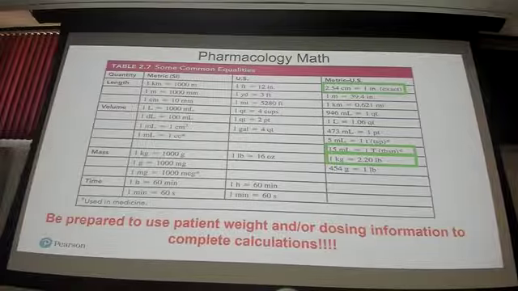All right, so now we're going to move to a couple of calculations. When you take Form 1 and 2, you're probably going to have at least 3 calculations on each exam. So be prepared to take these 3 conversion factors. You may see these on the exam, so please commit these to memory.